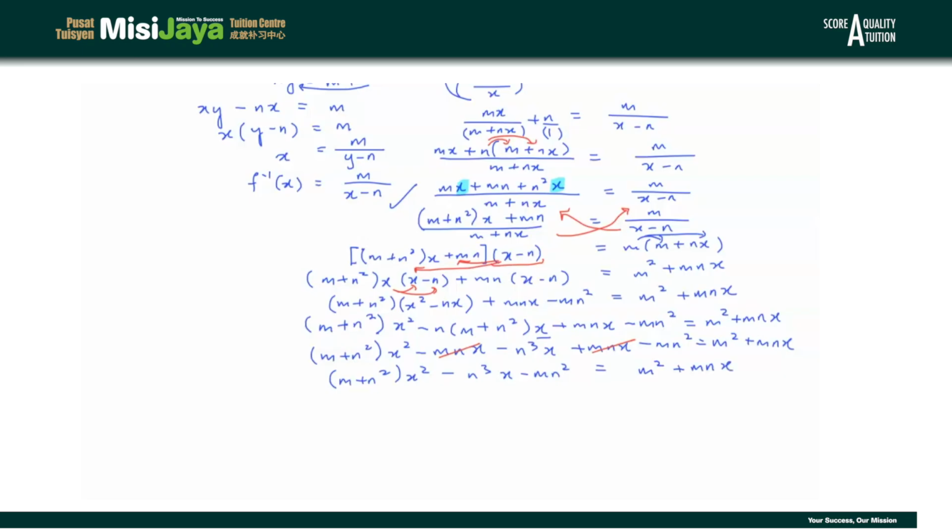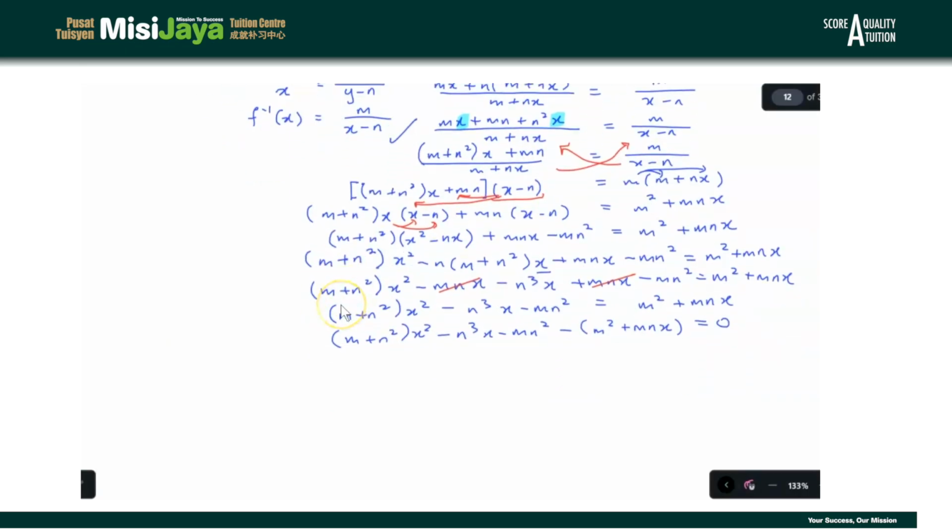Then after that, everything moves to the left hand side. So m plus n squared, and then x squared, minus n cubed x minus mn squared, then minus m squared plus mnx, then equals 0.